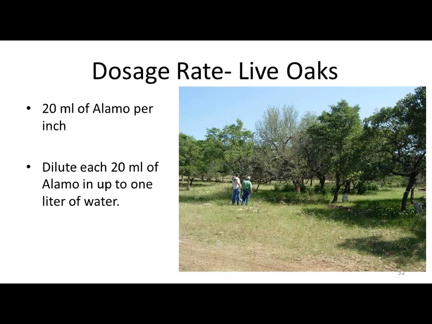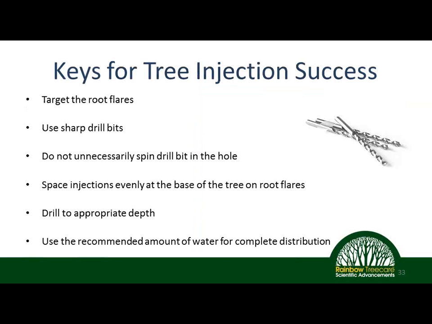Dosage rate on live oaks is 20 mils of Alamo per inch, diluted in up to 1 liter of water. In some cases, because of the hot, dry conditions in Texas, it may be more challenging to get 1 liter of water into the tree, so I am aware of companies reducing that. But if you can, and certainly I would always recommend in the Midwest, use 1 liter of water, especially in our larger red and white and bur oaks.